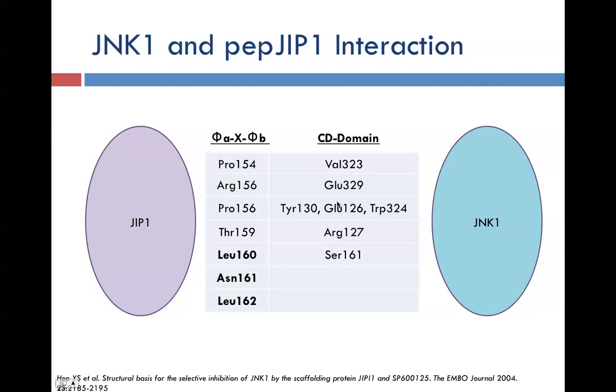All the residues on JIP1 are enveloped by a hydrophobic region on JNK1, and these are the specific residues that form generally hydrogen bonds with the residues they line up with. So again, proline would form hydrophobic bonds with valine, and so on and so forth. I just listed them there. Hopefully this slide is helpful. If we don't like it, we can take it out. No big deal.